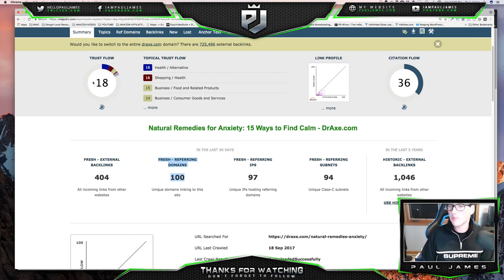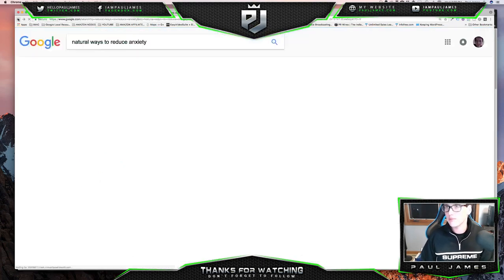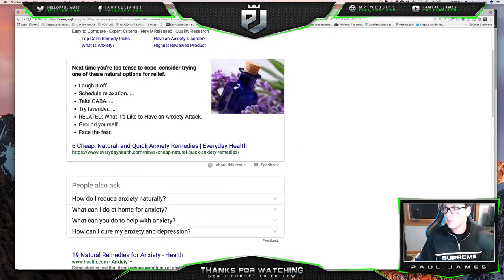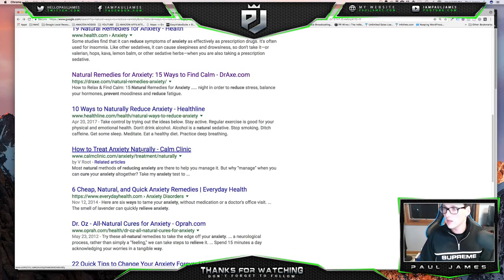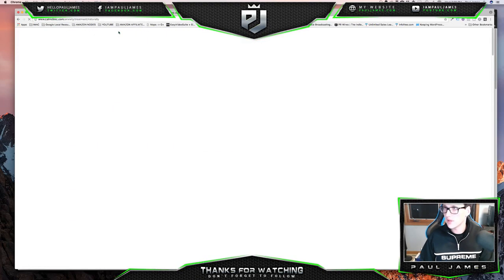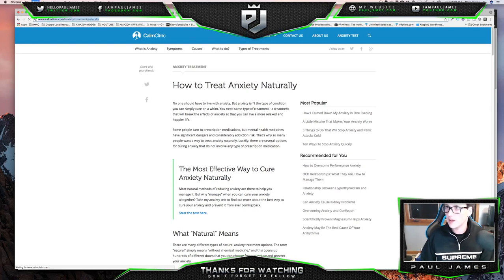He's got a pretty high trust flow on it, pretty high citation flow. They're spread out a little bit, but I would be willing to bet that these backlinks going to that are pretty good based on the fact that both of those trust flow and citation flow are above 10. And based on the fact that they have 100 fresh referring domains, I'm going to say that that's a pretty competitive keyword. So that's the number 2 result. Let's look at the number 4 result and see kind of how far away they are from that.